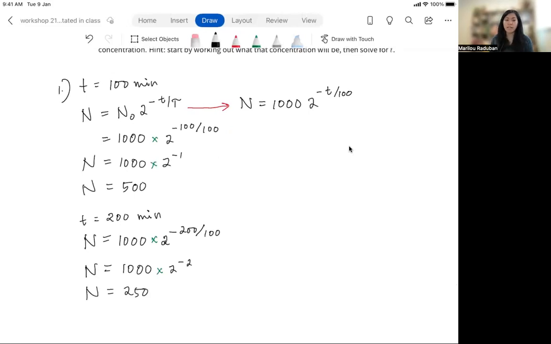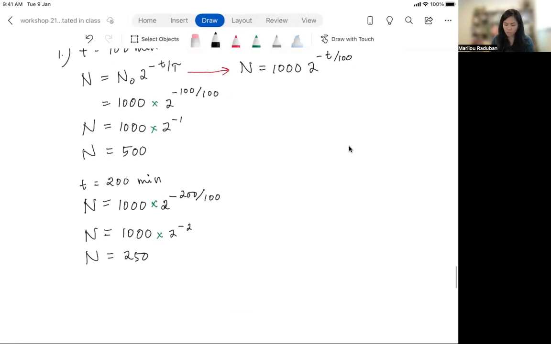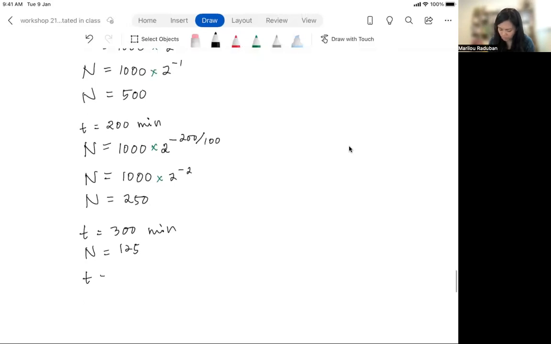You can do the calculation for 300 and 400. You'll see the pattern now. It's really just a recipe. For 300 minutes, you should get half of 250, and for 400 minutes, half of 125.